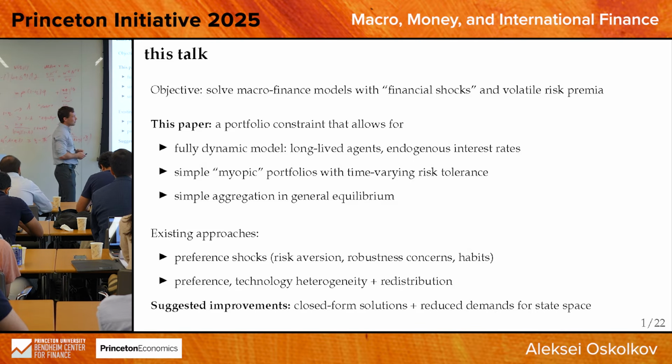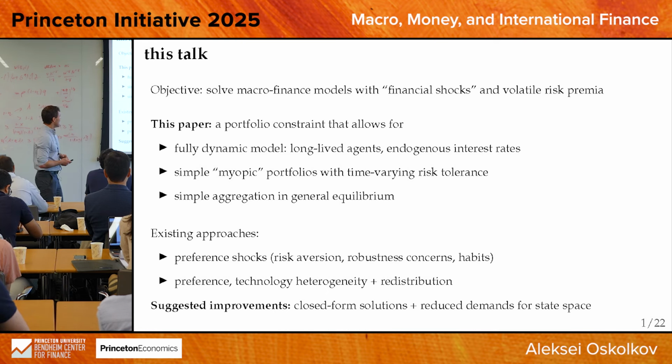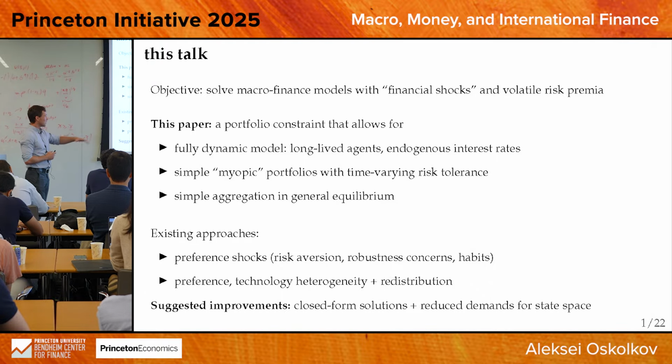Now, just to contrast this a bit to existing approaches, or to place this within the existing approaches, there are usually, I would say, two ways to get volatile risk premia in equilibrium of these macrofinance models. One of them is you shock agents' preferences for risk or for uncertainty in general, right? You can shock the risk aversion parameters, you can give them robustness concerns, you can make their risk aversion co-move with aggregate states by introducing some habit-like devices.